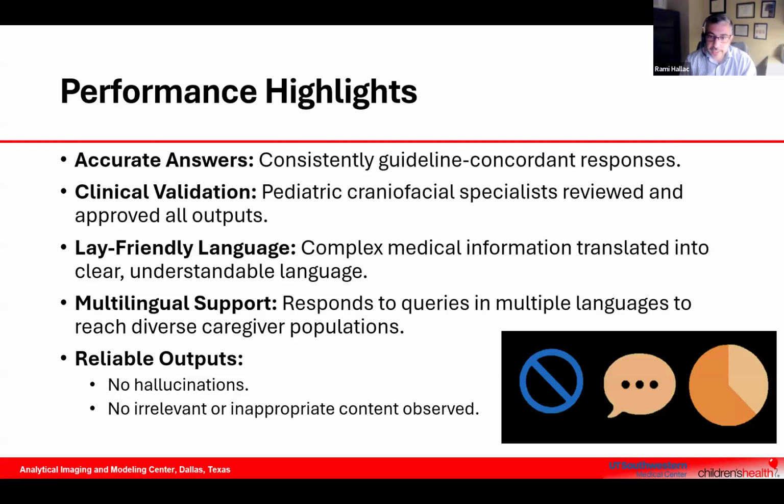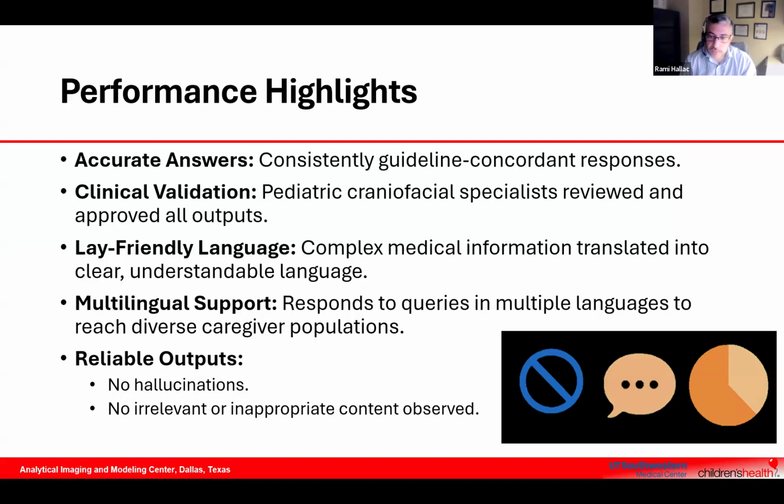We tested Clara extensively with a wide range of real-world questions, covering topics like surgery, timelines, feeding techniques, and long-term speech outcomes. Across the board, Clara delivered accurate answers. During testing, we found no hallucination, no irrelevant information, and no unverified content. This showed that the RAG framework, by grounding the chatbot's answers in vetted knowledge, really helped maintain reliability and trust.